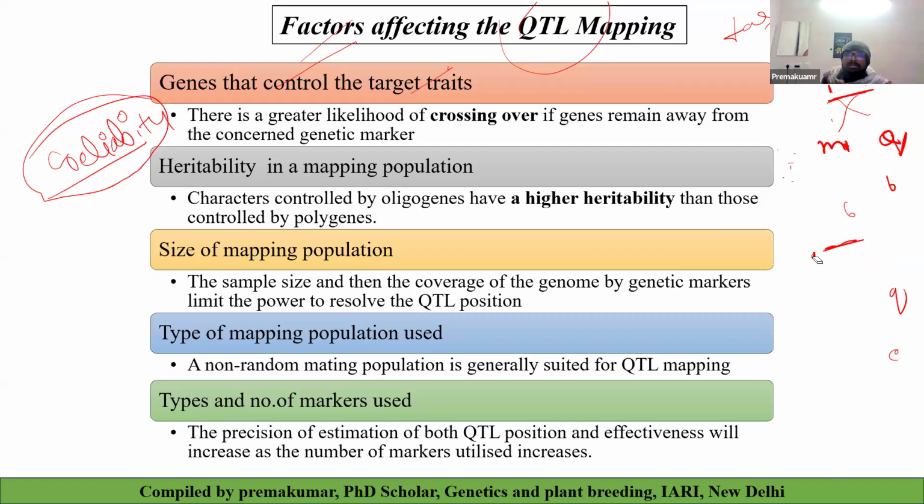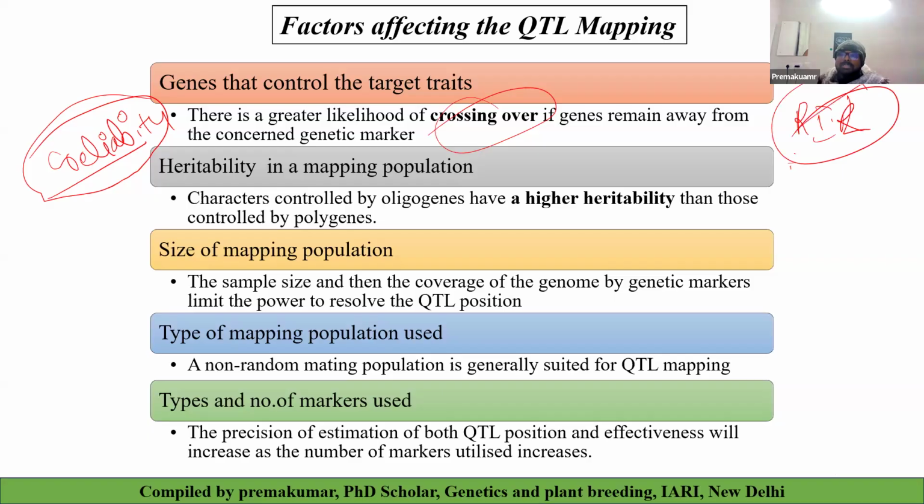That's why it is very much needed to identify a marker which is very, very tightly linked to the QTL, so that further recombination may not be possible. You have to get that near. For that, we need more crossovers in a population, like RIL. If you use RIL, you will get high resolution mapping, high resolution maps. That is one factor.